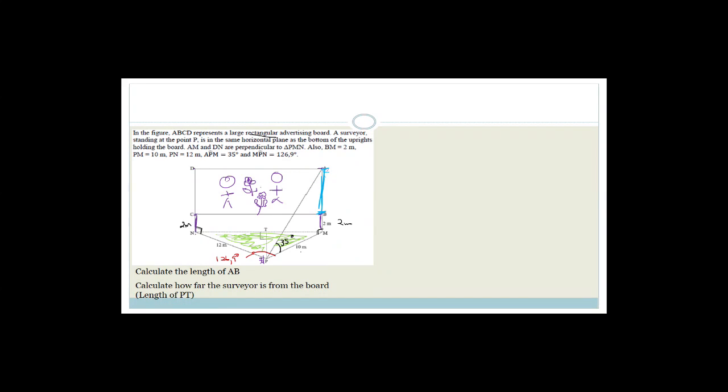Do you agree that if we could work out the length of the whole of this side and subtract the 2 meters, we would be sorted? Can we do that? Well, let's look for a triangle. If we look very carefully, we've got this right angle triangle here. We've got this side 10, which they've given us, and this angle of elevation, 35 degrees. So we can use that in the triangle to get length AM, and then we can get length AB.